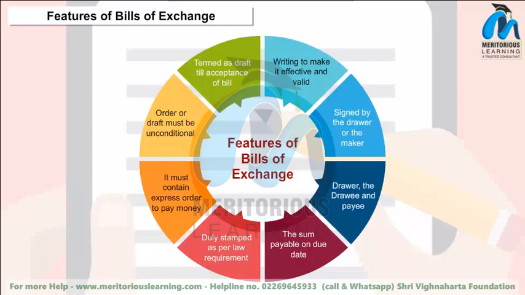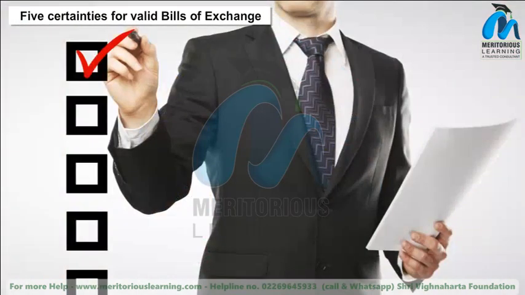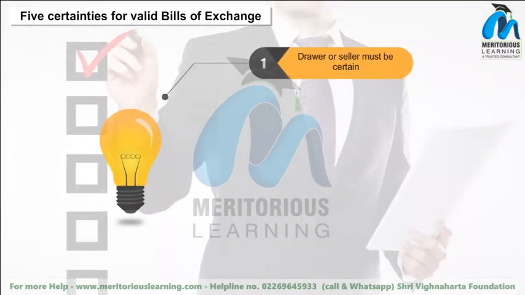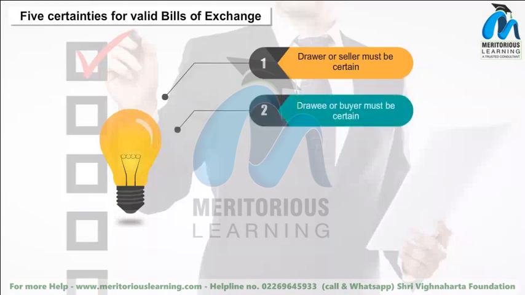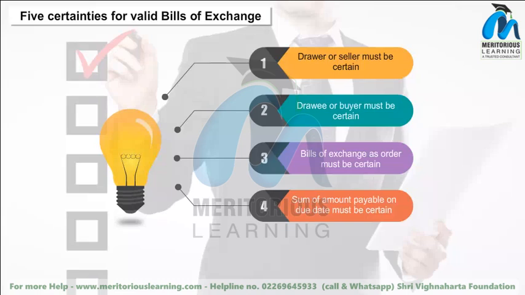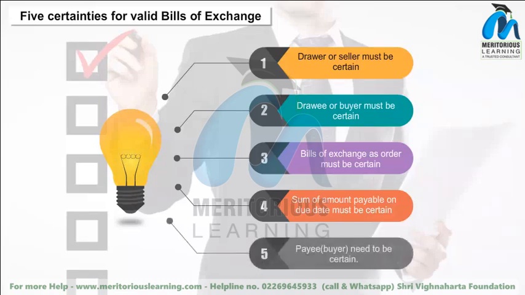Five certainties for a valid bill of exchange. The drawer or seller must be certain. The drawee or buyer must be certain. The bill of exchange as an order must be certain. The sum of amount payable on the due date must be certain. The payee, that is the buyer, needs to be certain.